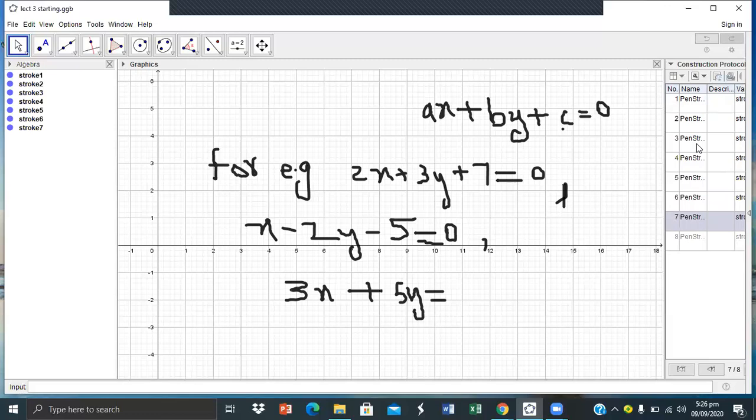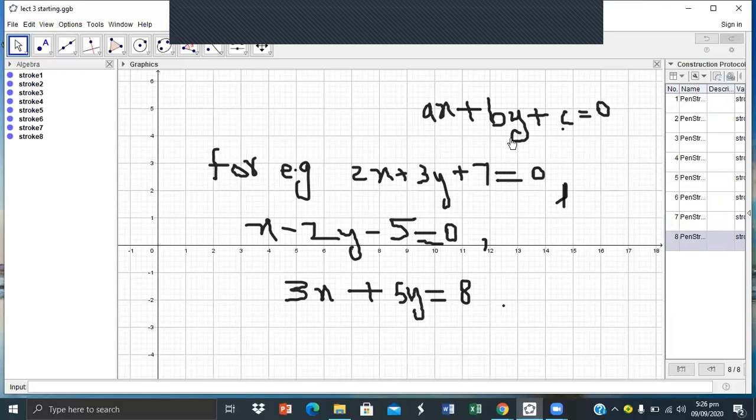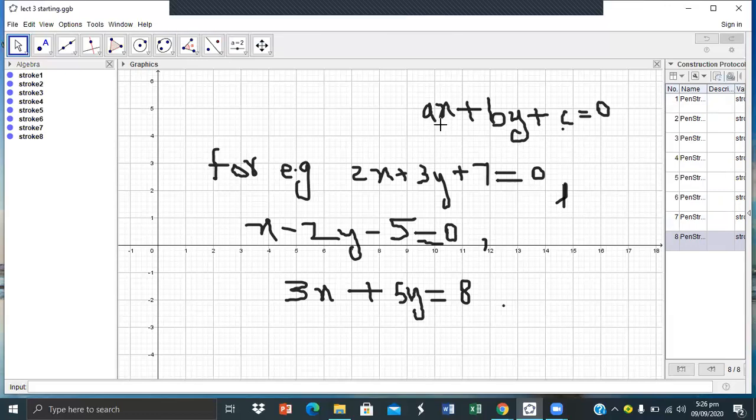One more example: 3x plus 5y equals 8. Again, here a is 3, b is 5, and c equals minus 8. As we move 8 to this side, it means minus 8, representing ax plus by plus c. So all these are examples of the equations ax plus by plus c equals 0. So now we understand what type of equation ax plus by plus c equals 0 is.